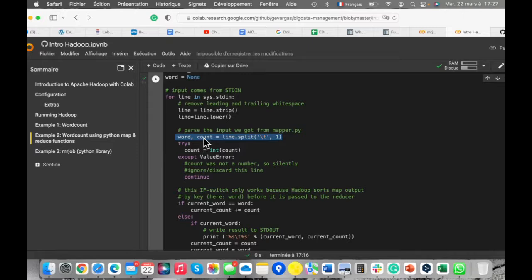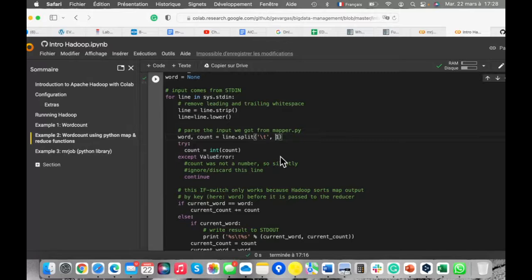Then it's not confident about that it receives really an integer here. So what it does first is it casts this value, this count, in order to make sure that it transforms it into an integer, and if it's not possible, then it will ignore that. Okay, so there will be no error, but it will ignore that.